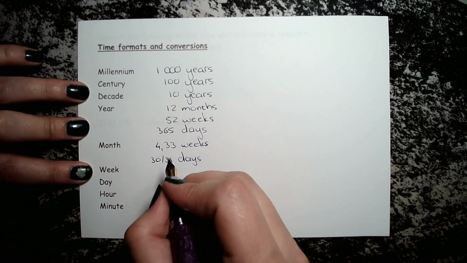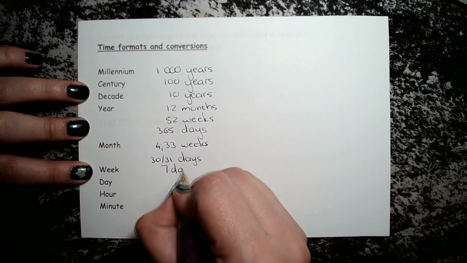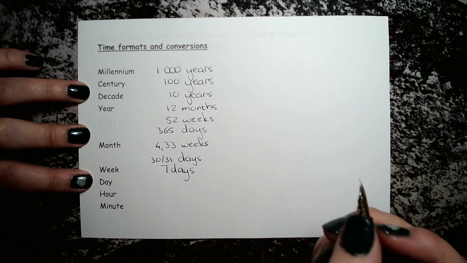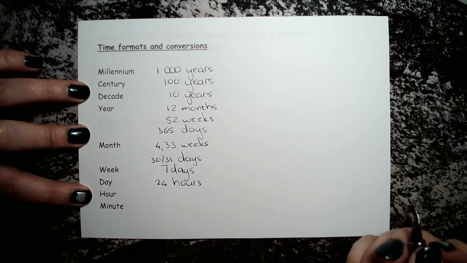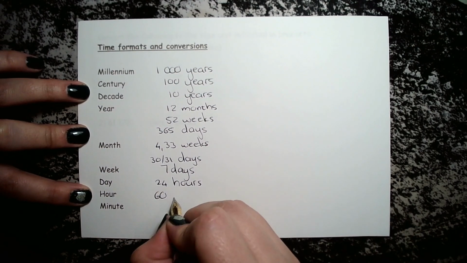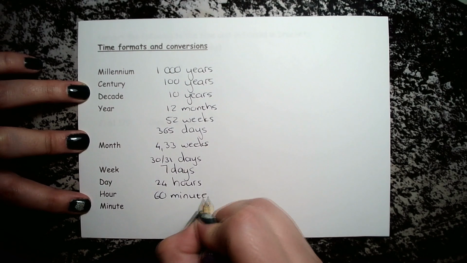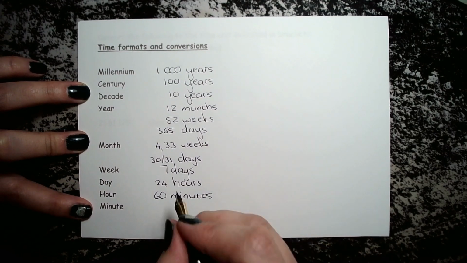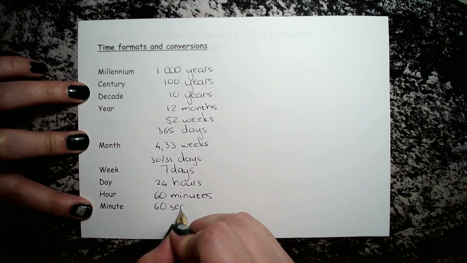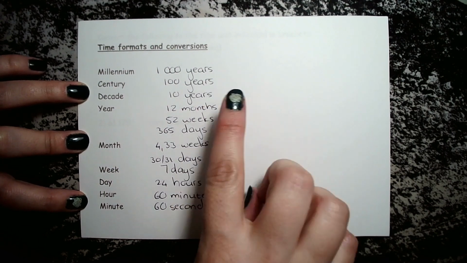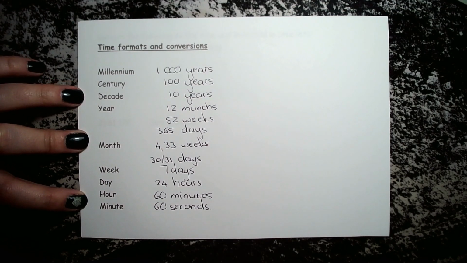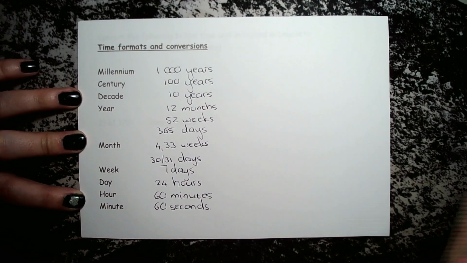A week consists of 7 days. A day consists of 24 hours. 1 hour consists of 60 minutes. And 1 minute consists of 60 seconds. All of this information we can use to convert between different numbering formats. So I can convert from a decade to minutes using this information.